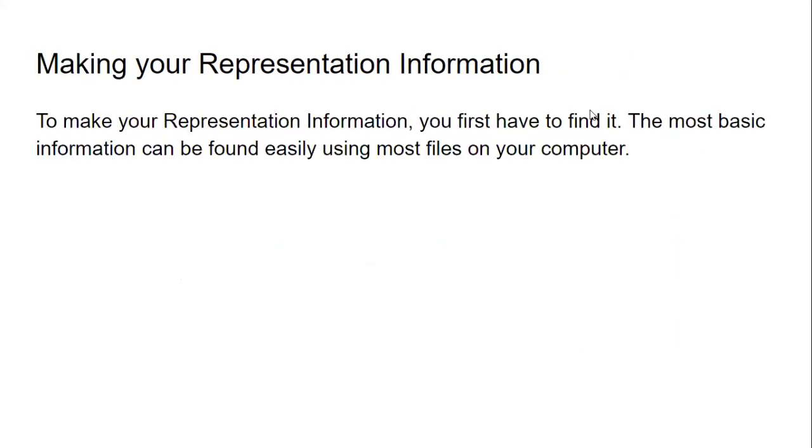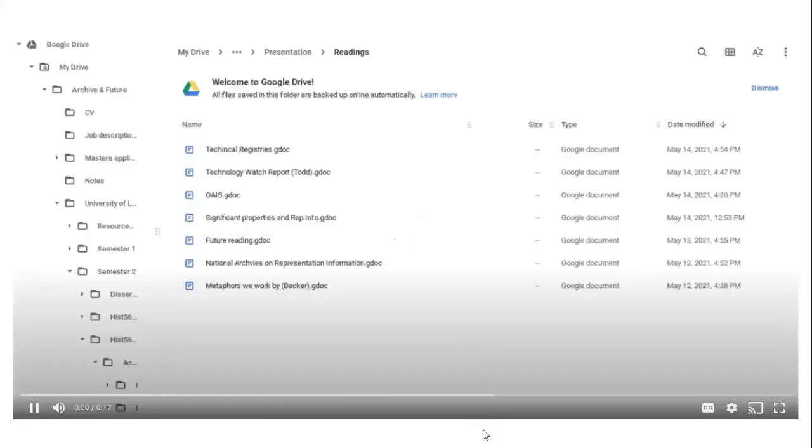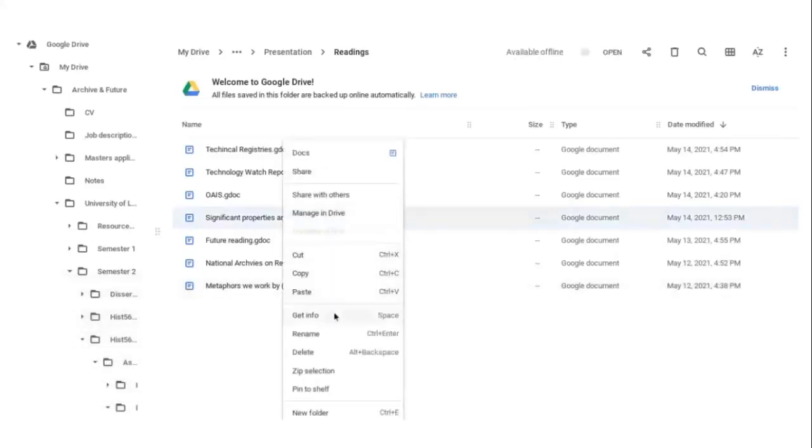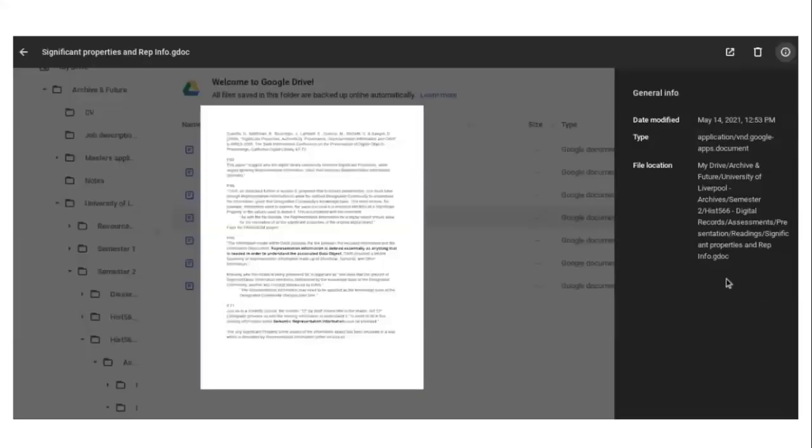To make representation information, you first have to find it. At its most basic level, this can be done easily on your computer. Although the following example uses a Chromebook, the steps can be followed on most computers to find similar information. By going to your files, locating the file you are preserving and right-clicking on it, you are given the option to get info. On other systems, this may be properties, view details, etc. Clicking on this provides us with basic information about the file, which we can use for our representation information. For example, we could include the file location so the user or software can locate the file, a necessary step in rendering the preserved record.